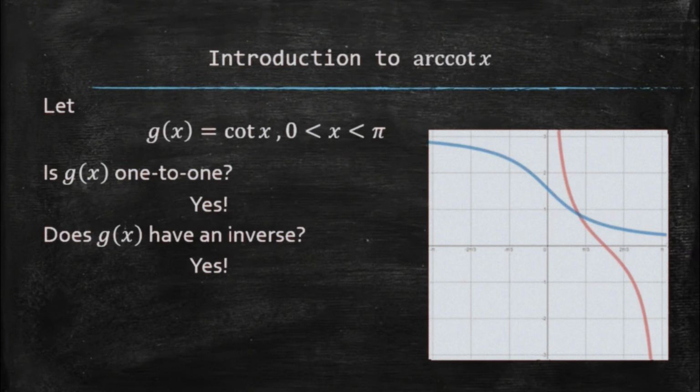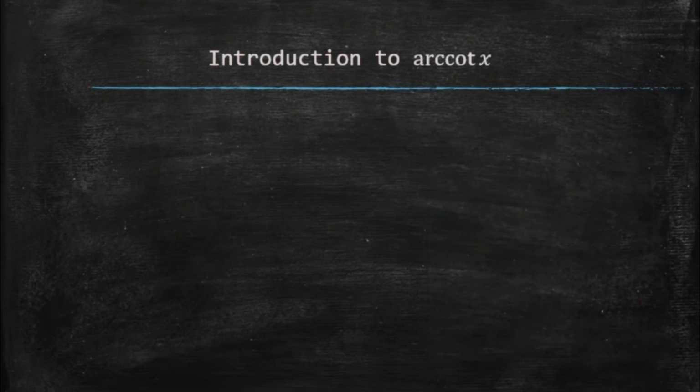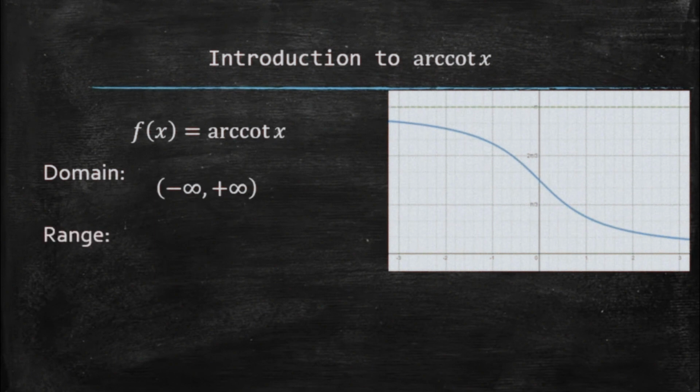What is this function? This function is not any of the functions that we already know, so we give it a name, the arccotangent of x function. Let's take a look at this new function and its graph. The domain of this function is from -infinity to +infinity, and the range of this function is from 0 to pi inclusive. We should be able to find the output of this function for any input in the domain using the graph or a calculator.